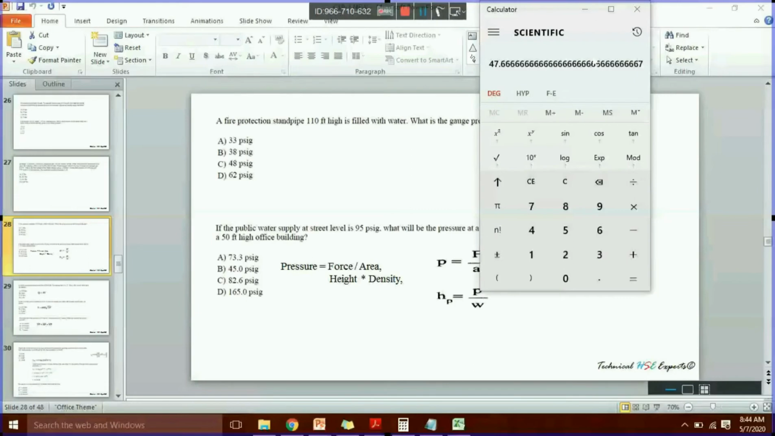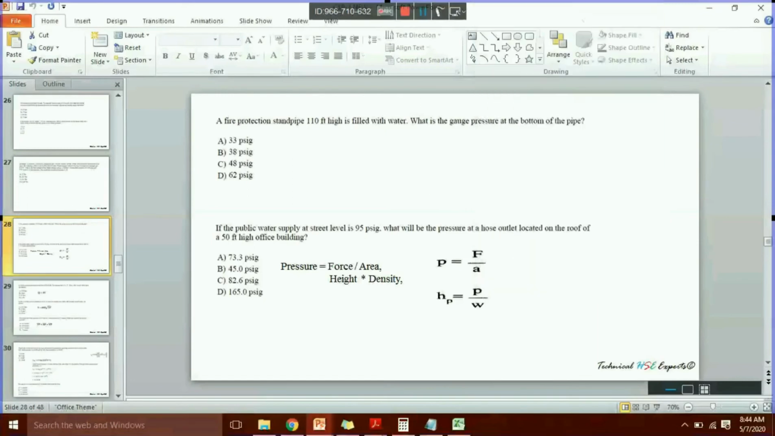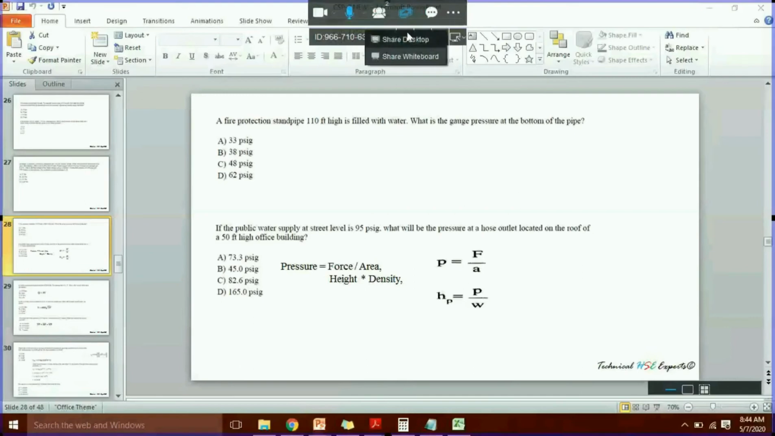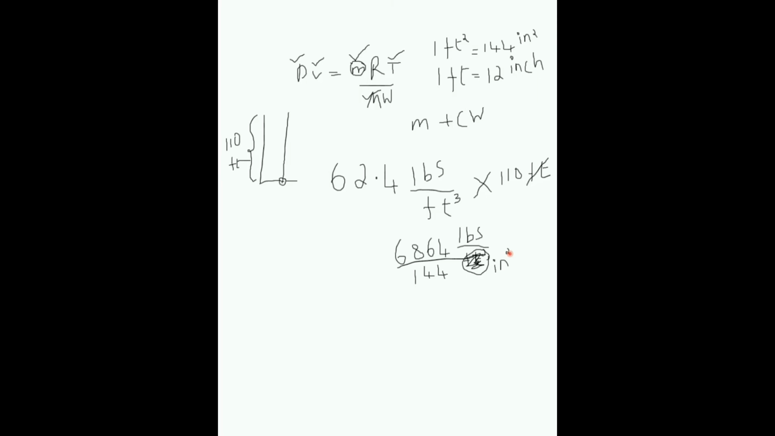Come to second question. If a public water supply at street level is 95 psi gauge, what will be the pressure at a hose outlet located on the roof of a 50 feet high office? First, you need to imagine how this pipeline is constructed. Then it will become easy for you to execute the sum.